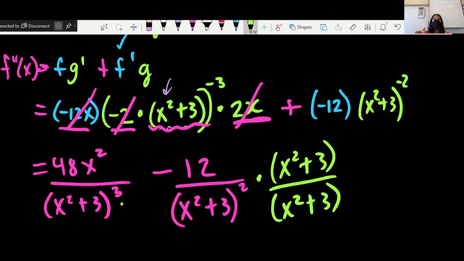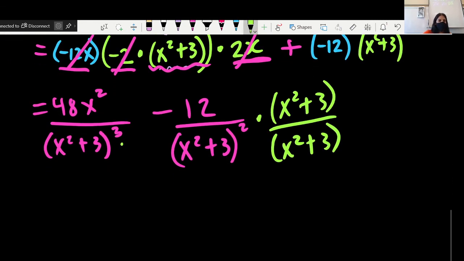And yes, I do always want you to do that. I want you to get it to one common denominator and to reduce as much as possible. So don't ever hand your answer in like this. Take the next few steps to simplify it as much as you can.